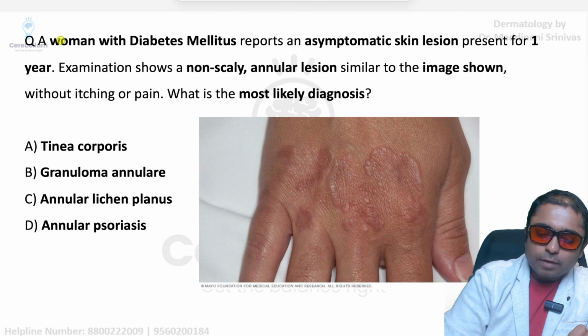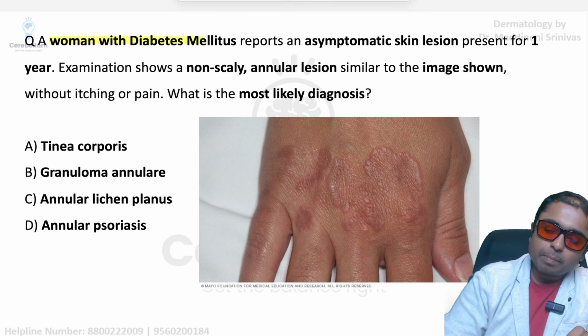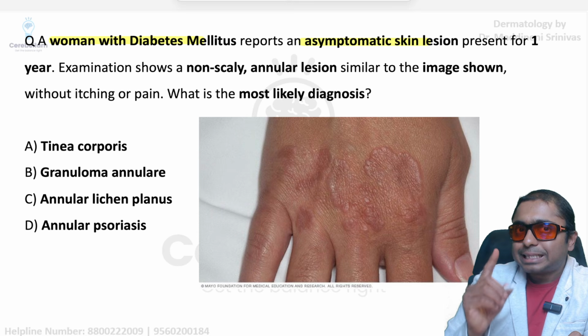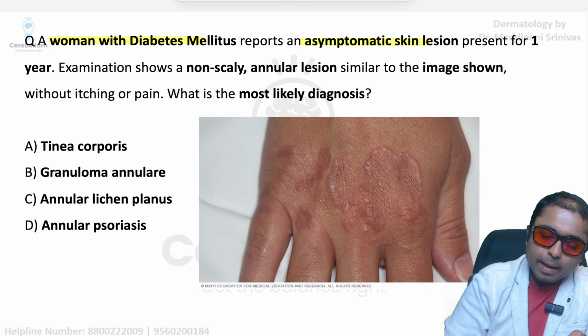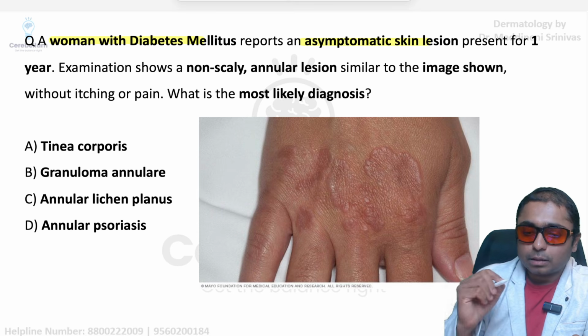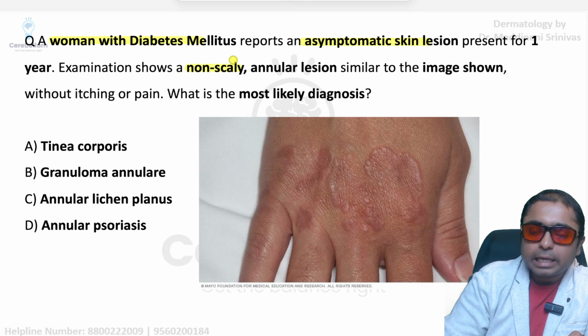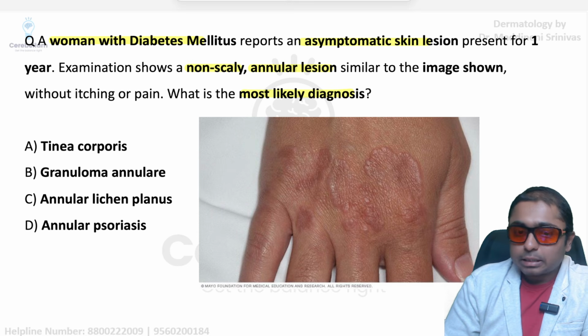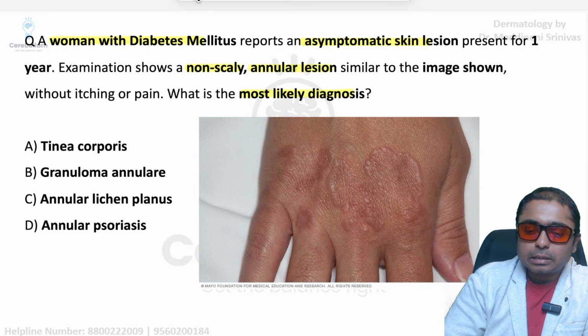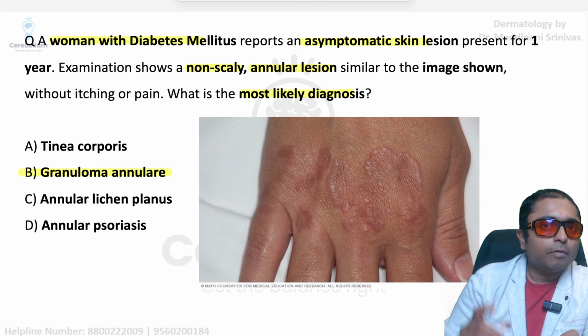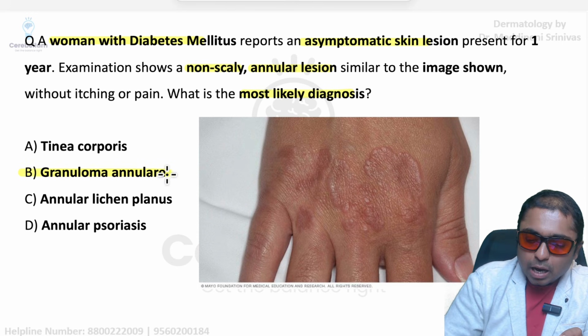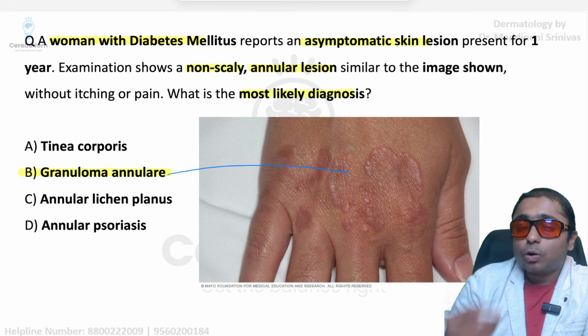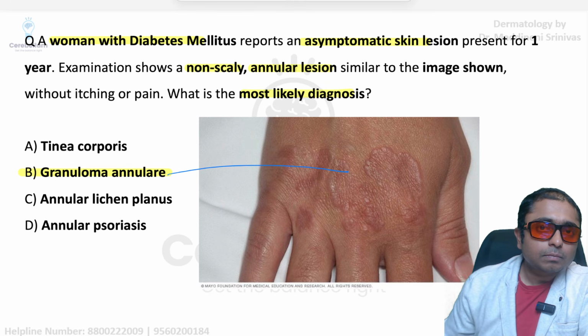So coming to the question of a woman with diabetes presenting with an asymptomatic skin lesion since 1 year, and what is the description? It is a non-scaly annular lesion. So what is the diagnosis? This is a question, and remember, there is this condition called granuloma annulare, which presents with an annular lesion, especially over the dorsum of the hand, right?